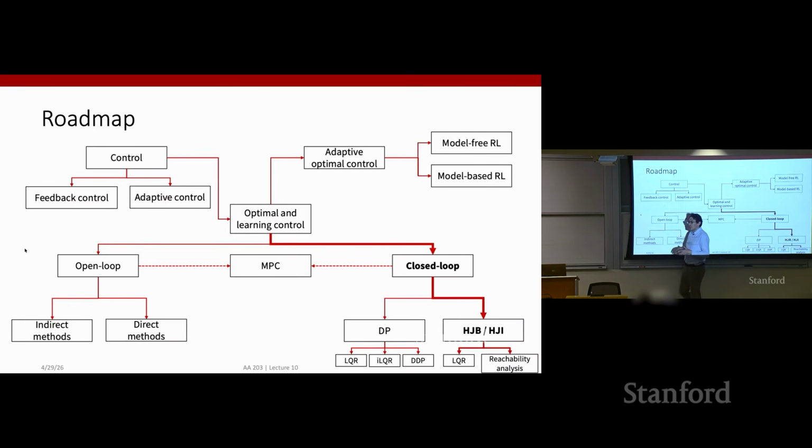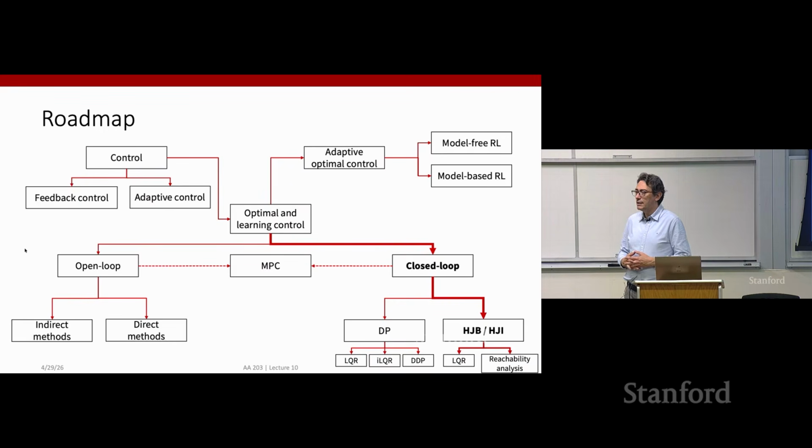Actually, LQR is very important. Reachability analysis is also quite important. It is widely used, for example, to devise collision avoidance policies for autonomous cars or for airplanes and so on and so forth.